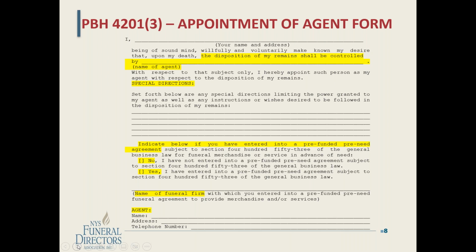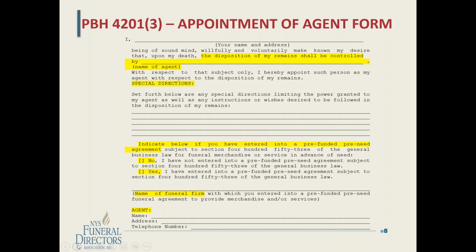You have a section for special directions. So if the person is being named, you, as the person appointing the individual, put specific directions as to what you would like. This goes to that section that I talked about, where the person in control, or the agent, if it's the agent in control, should carry out the decedent's wishes to the extent practical and to the best of your belief as to what that person wanted.